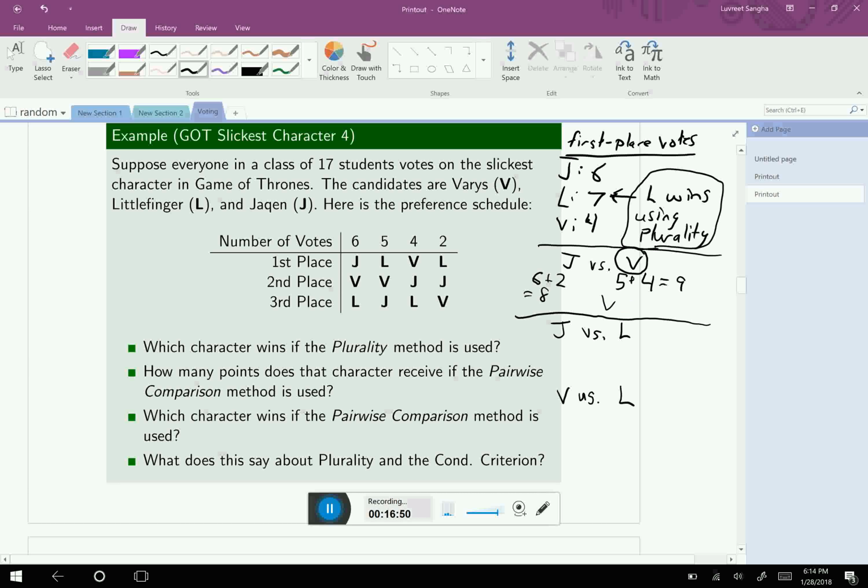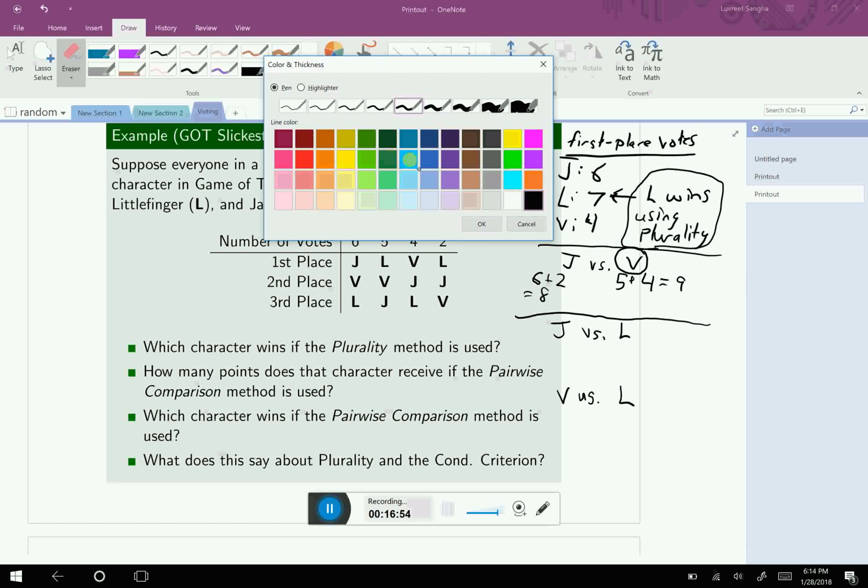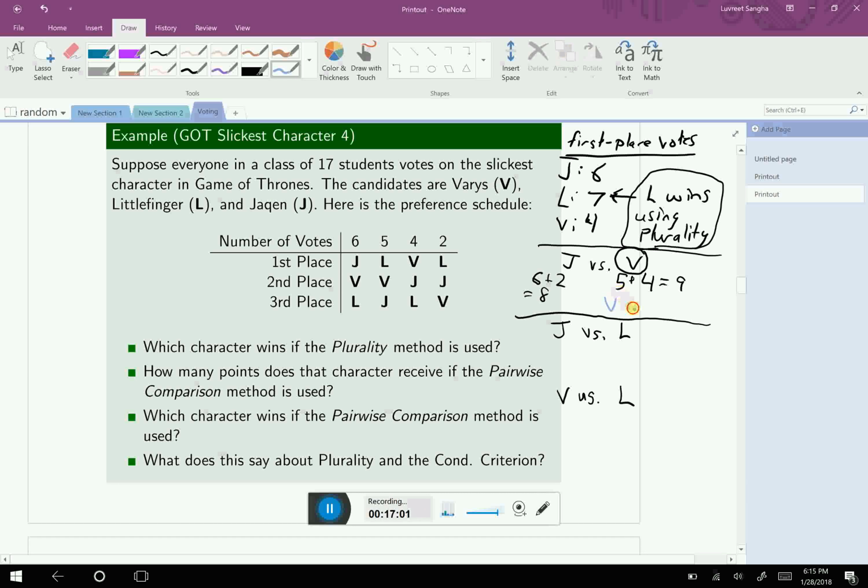Actually, let me use a different color. Oops. So V wins that matchup.